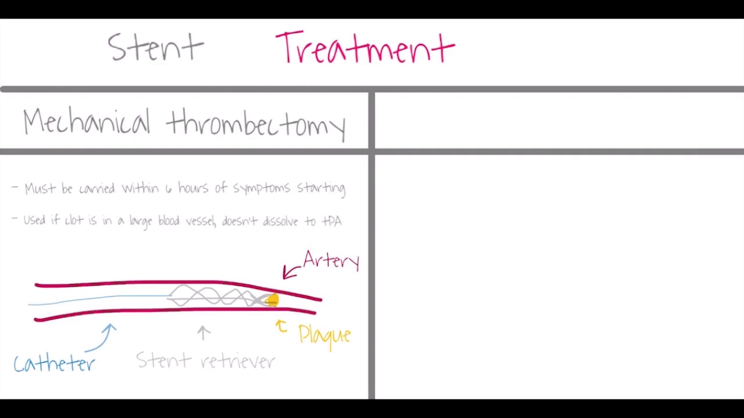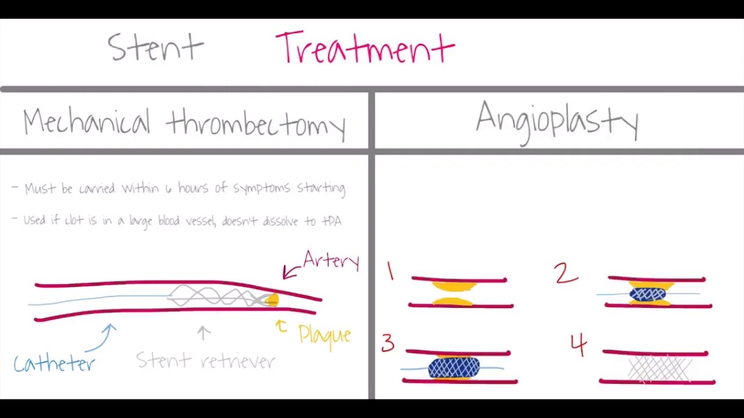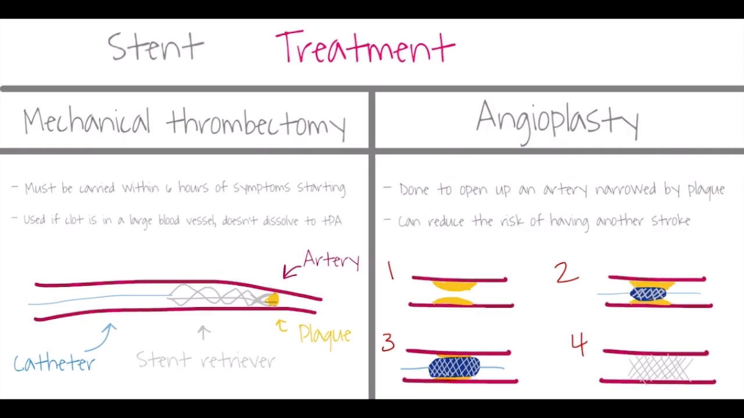The second procedure that uses a stent is angioplasty. This is done to open up an artery narrowed by plaque and can reduce the risk of having another stroke. The procedure involves inserting a catheter attached with a small balloon and a stent into the narrowed artery as demonstrated in the second diagram. The balloon is then inflated, causing the stent and artery to expand as well. The stent is then left in the artery to support it and keep it from narrowing again, while the balloon is removed, as seen in the fourth diagram.